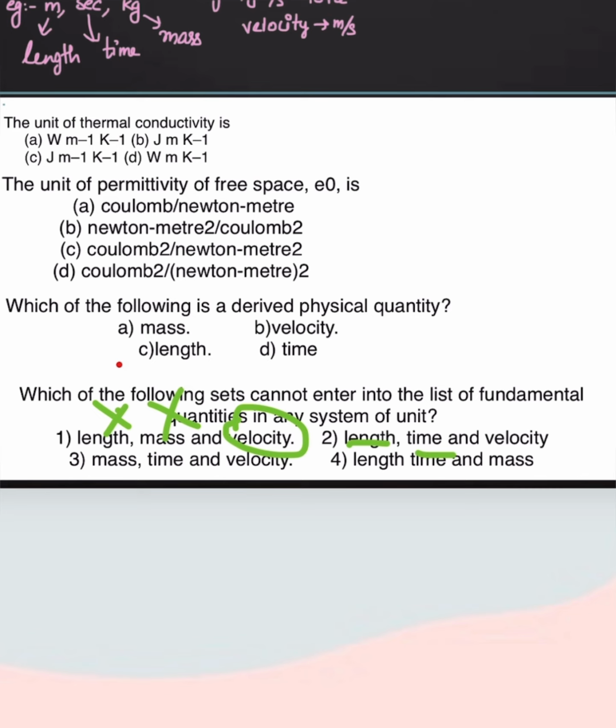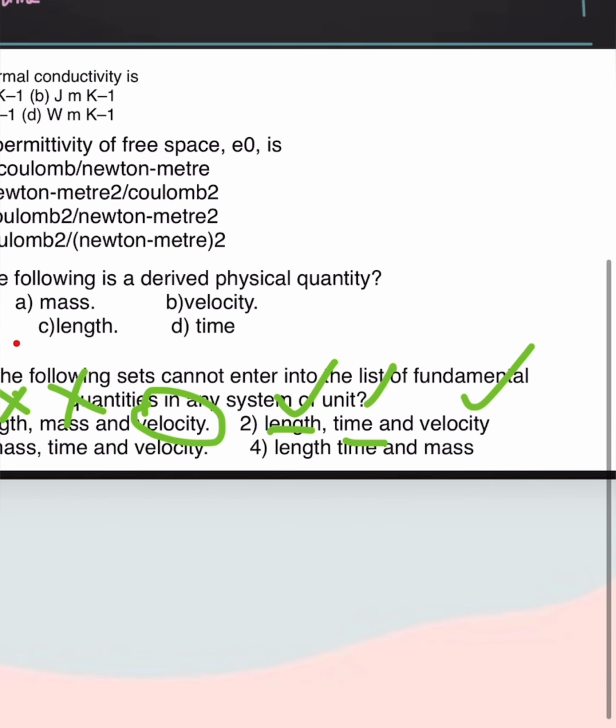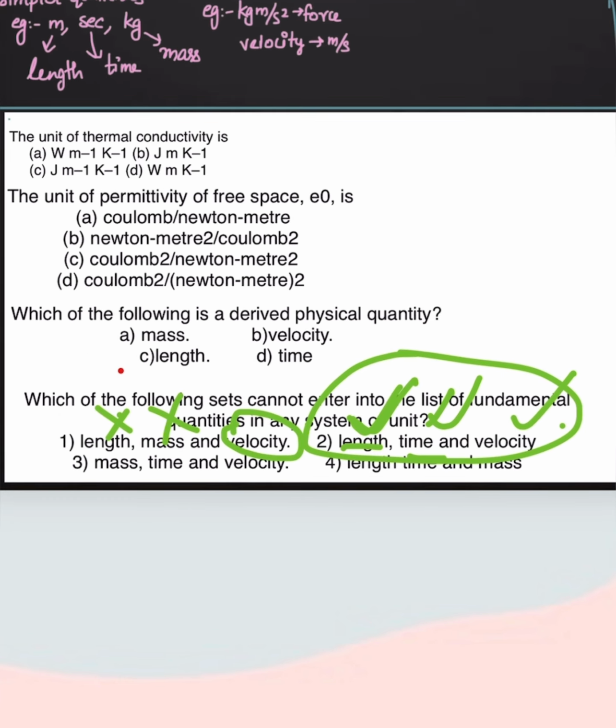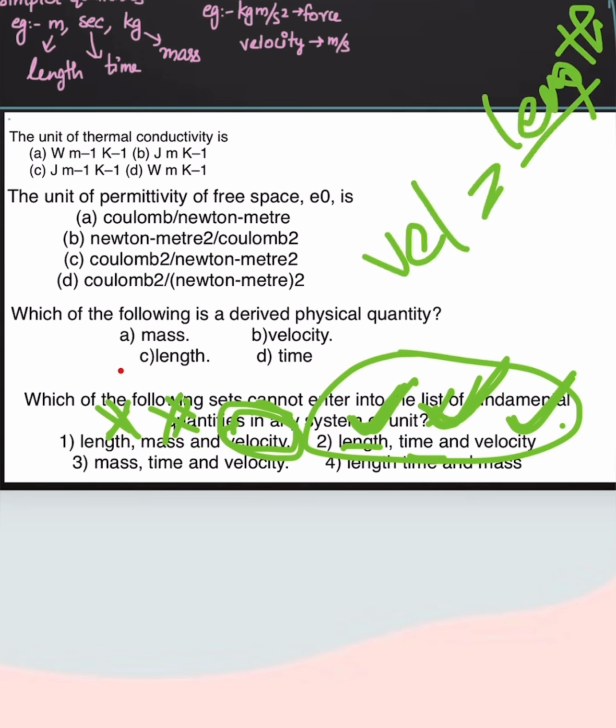When coming to the second option, length and time are fundamental quantities, but velocity can be derived from length and time. So this is the set of quantities that cannot be listed as fundamental quantities. In the first option, velocity cannot be derived from length and mass, but it can be derived from length and time. Velocity is equal to distance, that is length, divided by time.